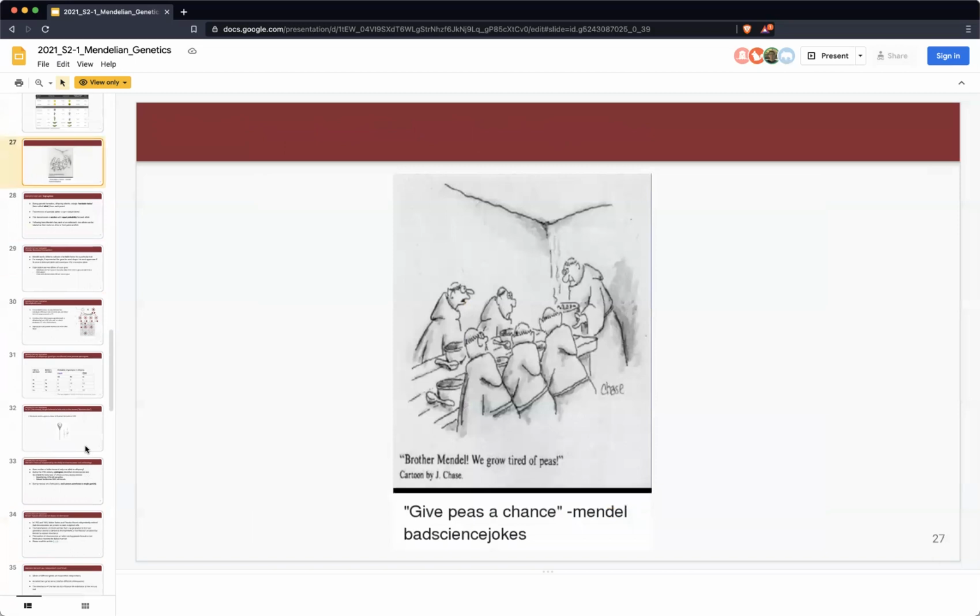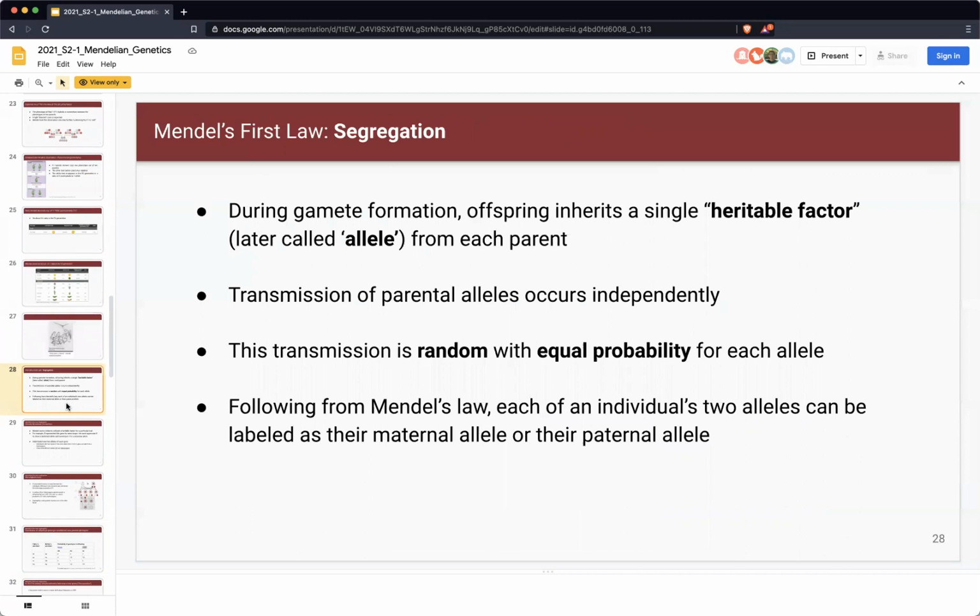Okay, so let's talk about the first law of his observation. From his quantitative measurements, the first thing he assumed is that there must be factors involved in inheritance, right? And those factors have to come from each parent, right? One from mother, one from father. Each factor is segregated from each parent and put into the offspring, and it ultimately develops into the trait, right? At the time, Mendel described these things using the term heritable factors. He didn't use the term allele, right?